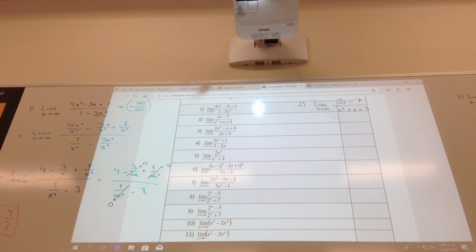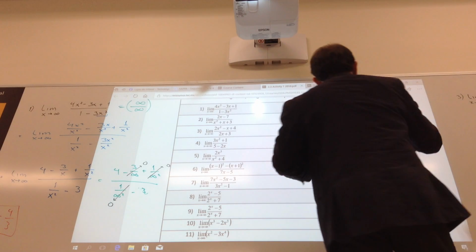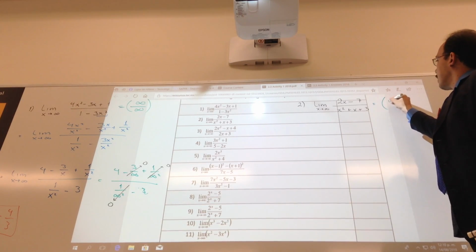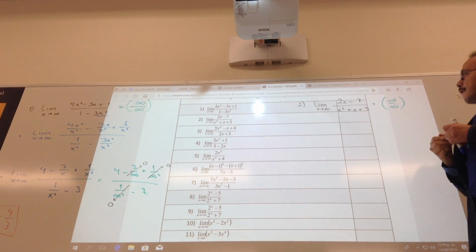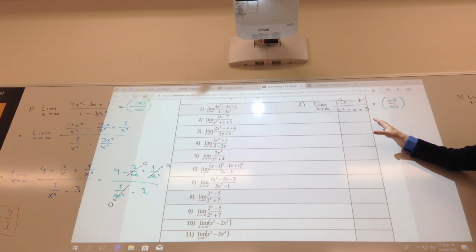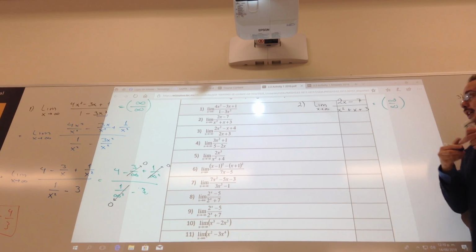Okay. Limit x approaches infinity of 2x minus 7 over x squared plus x plus 3. This one is a little different because the powers are different in the denominator, right? What do I do first? Substitute. So it's going to be infinity over infinity. From the denominator, which one is the one with the highest power? X squared.